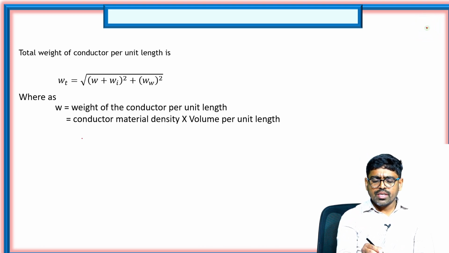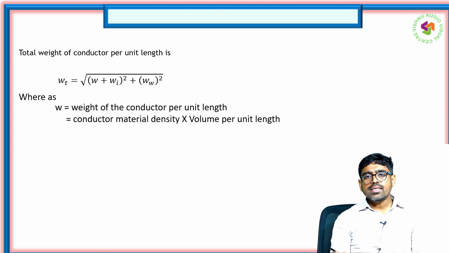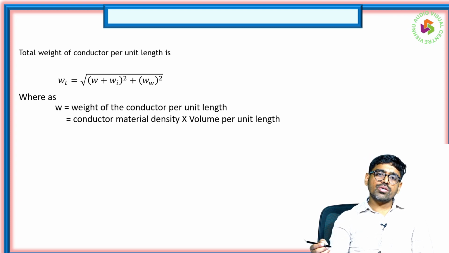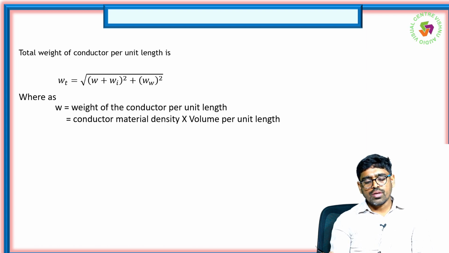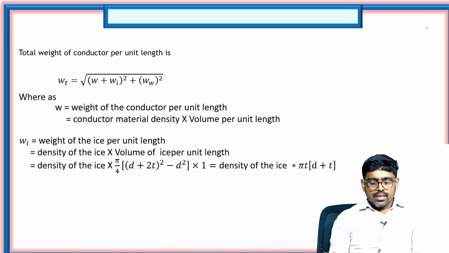Sometimes they may give the conductor material density. Whatever the material used, the density may be given, and into volume per unit length, we have to calculate with respect to volume. Then we can also calculate the total weight of the conductor. Next, Wi is the weight of the ice per unit length.